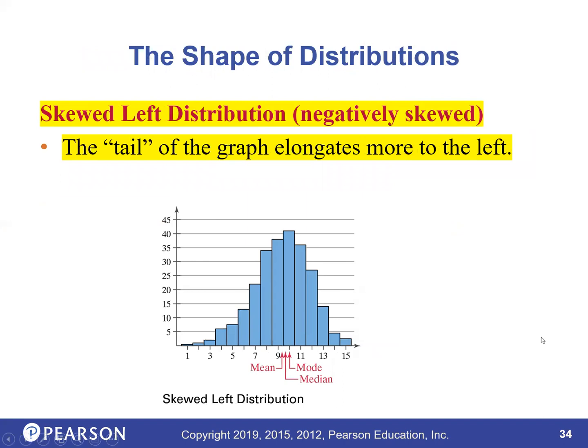We call this a skewed left distribution. A skewed left distribution, we call it negatively skewed, but really we're looking at the tail. Where's the tail to this guy? Notice the tail is towards the 1, 2, 3. It's kind of bunched up on the right. So the tail, that's kind of funny.